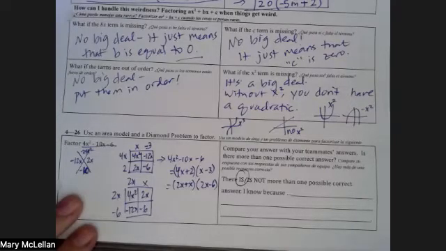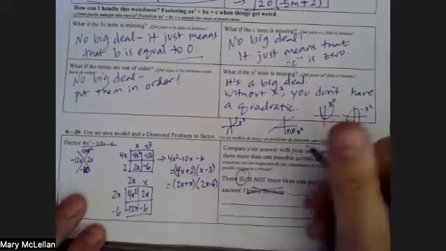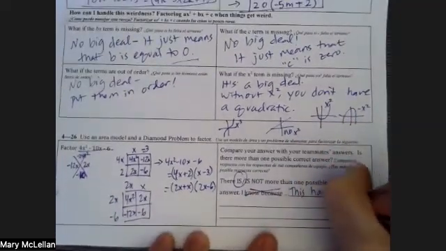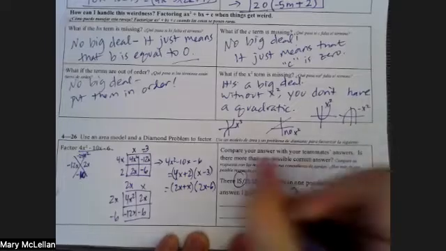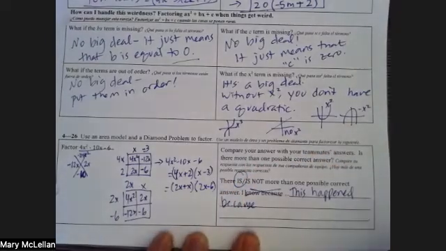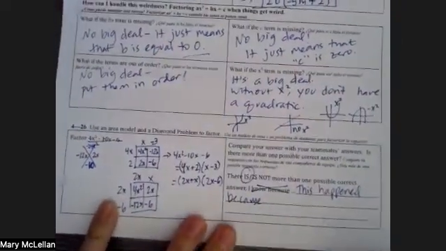And we know because we found it, but I'm going to write something other than I know because this happened because all of the terms in my original trinomial have a common factor.